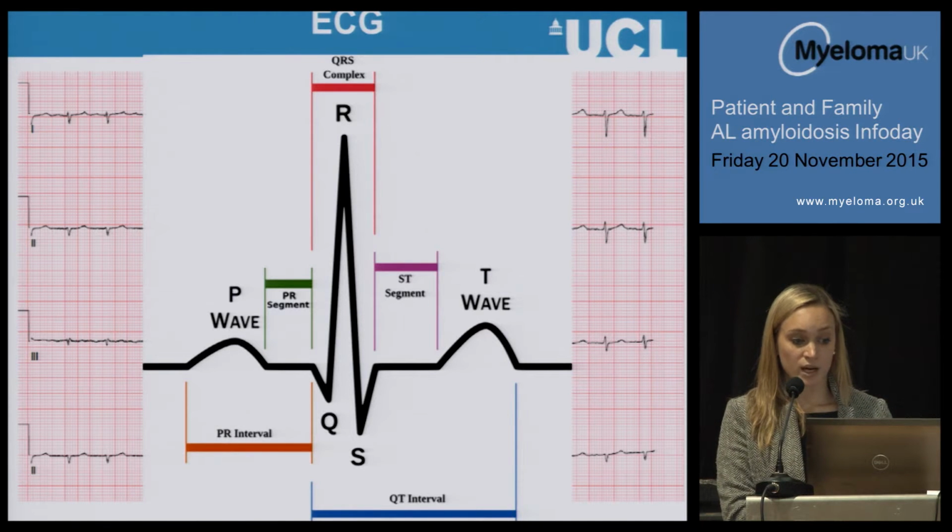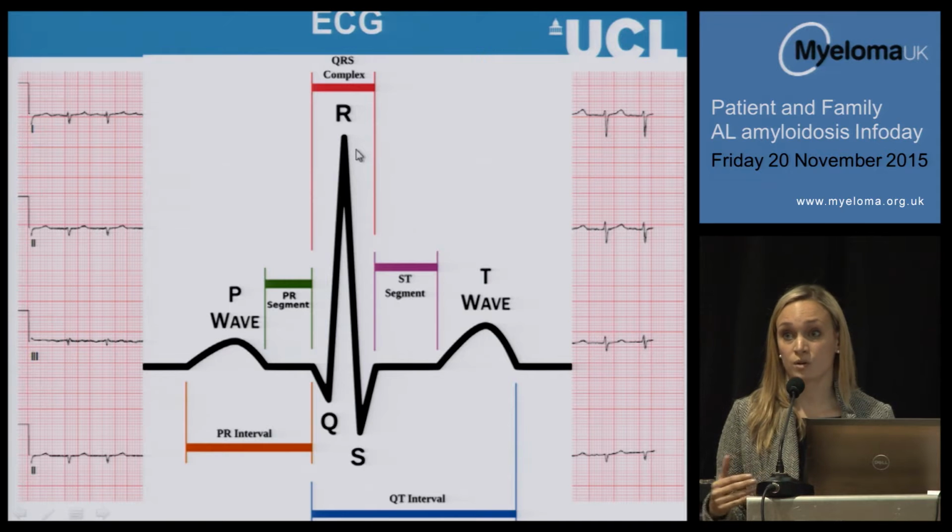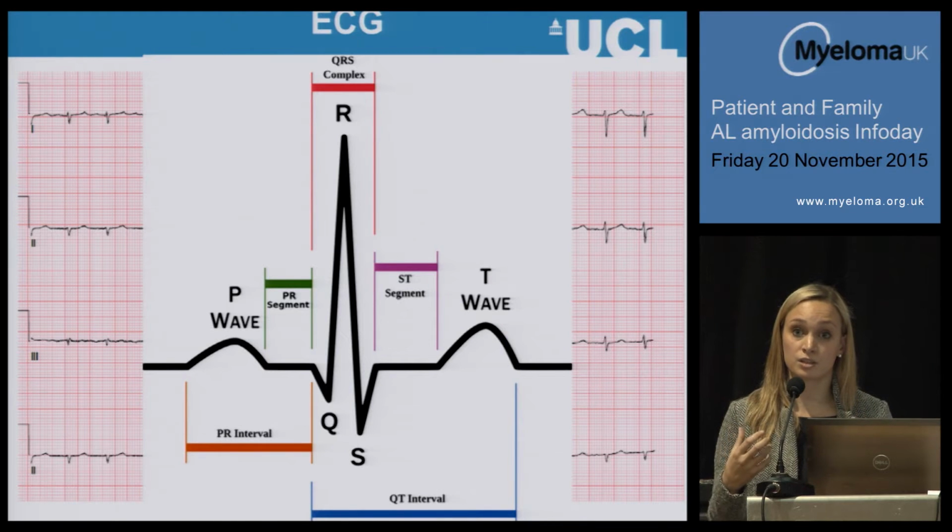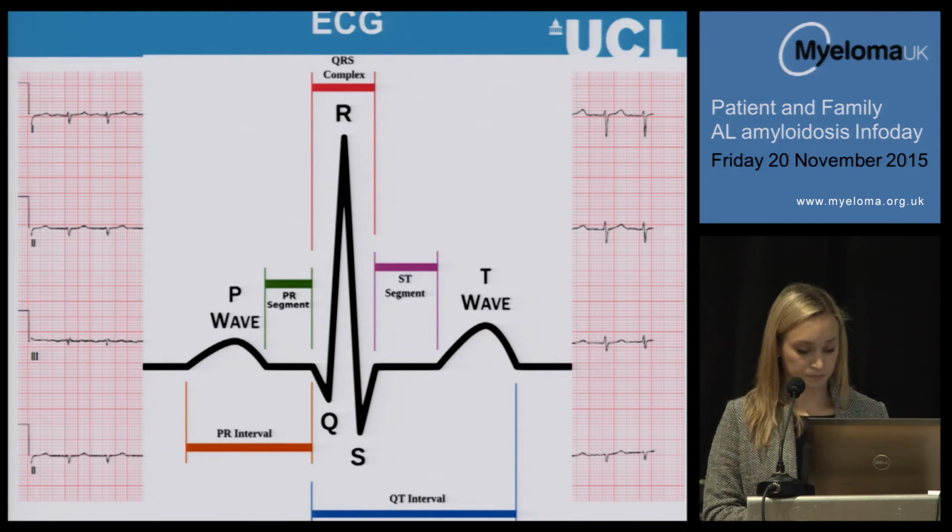But more than the waves, what we look at in patients with cardiac amyloid are the intervals between the different waves. For example, the interval between the P wave and the R wave will give us an indication of the velocity of the electrical impulse between the atria and the ventricle. So looking at the intervals between the different waves will give us an indication of how much the electrical system has been damaged by the amyloid deposition.